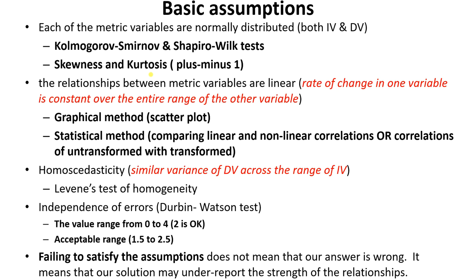I will discuss how we test the basic assumptions using real data in some other lecture. The second assumption is that the relationship between the metric variables is linear. So linearity is defined when the rate of change in one variable is constant over the entire range of the other variable.